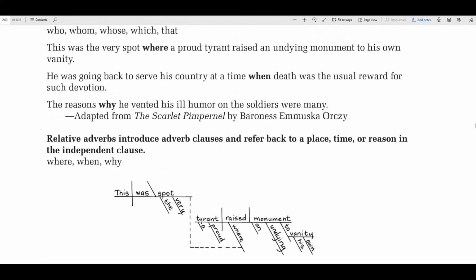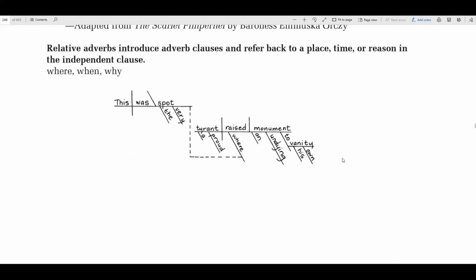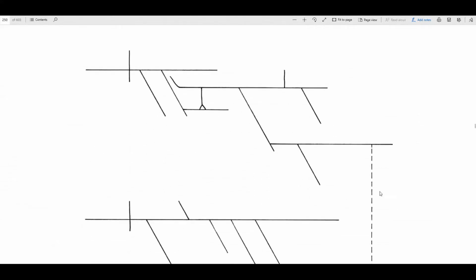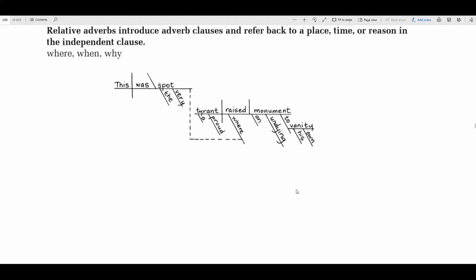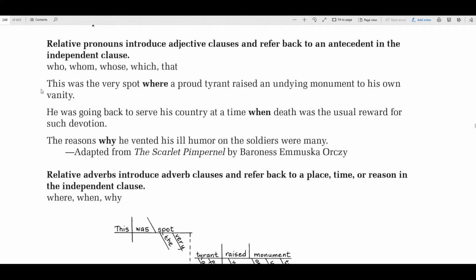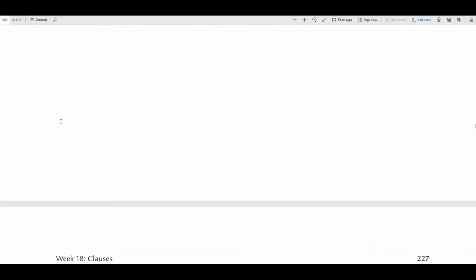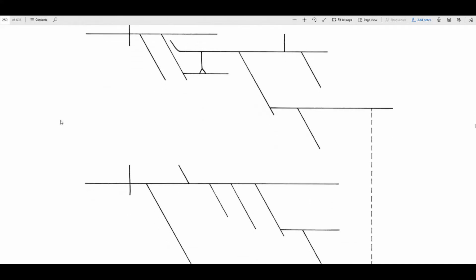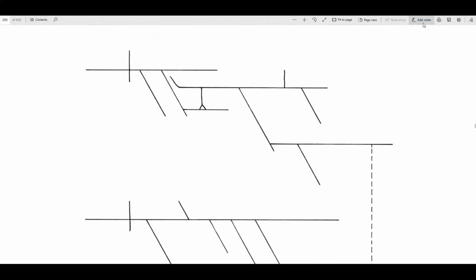Now, this sentence here and this sentence here, we're going to diagram. So let us get ready. Now you should have it in front of you. I don't want to have to keep going back and forth. So we're going to be doing this one: he was going back to serve his country at a time when death, and so on. Now I have already diagrammed mine on my page. I did have to refer a couple of times to the answer key, but for the most part I did it myself because I wanted to make sure that I understood it before I taught it to you.